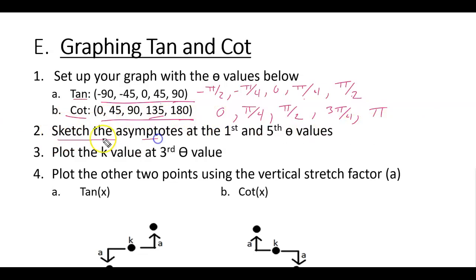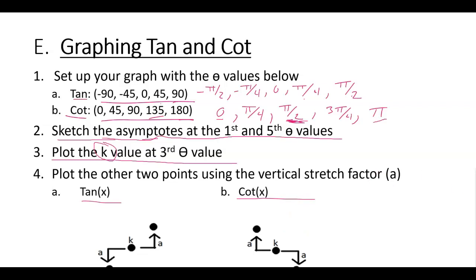So the next thing we're going to do is sketch our asymptotes, the vertical asymptotes at the first and last theta values. First and fifth or last theta values. Then you're going to plot your midpoint. So we're going to find at this middle angle here, we're going to go up k or down k, if it's positive or negative, at the middle. That'll tell us the height of our midpoint. And then we're going to plot the other 2 points using our stretch factor. So from k, we'll go over and up a, over and down a. And the direction depends on whether we're working with tangent or cotangent.